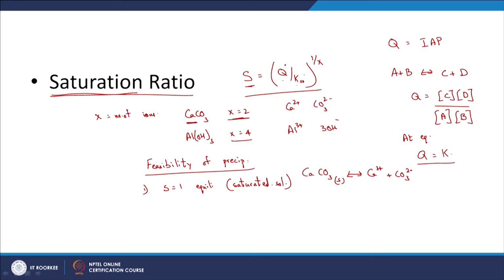The second case is when S is greater than 1. This is the case when precipitation is feasible. Consider this when Q is greater than KSO. And what does Q greater than KSO mean? It's oversaturated. And the next case is when S is less than 1, and precipitation is not feasible, or dissolution is feasible, I guess.